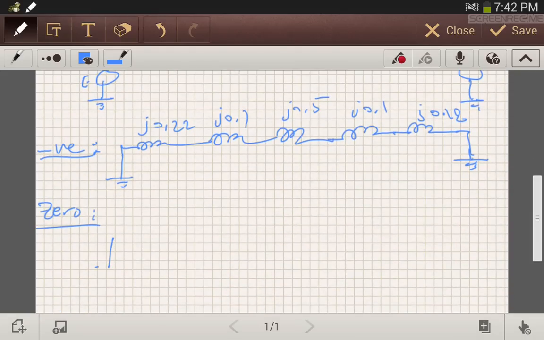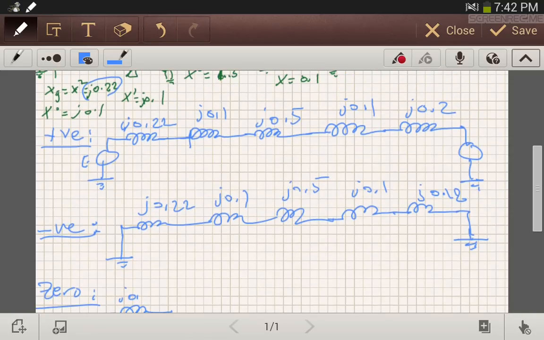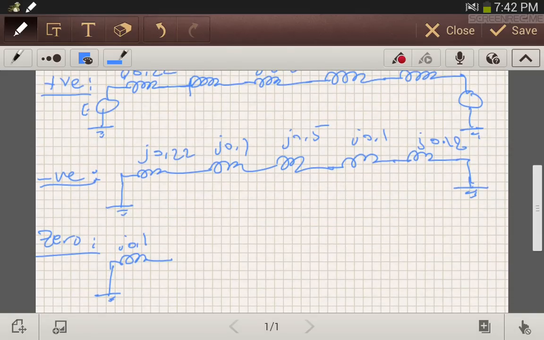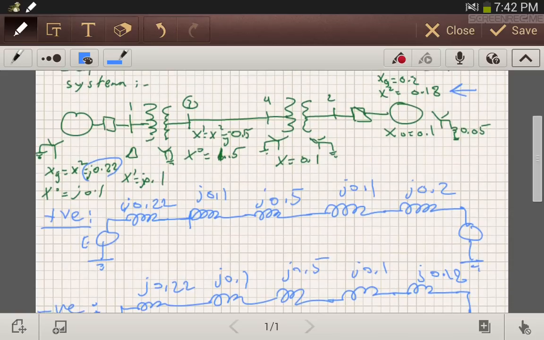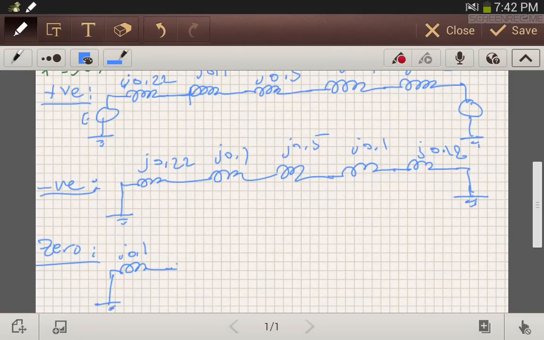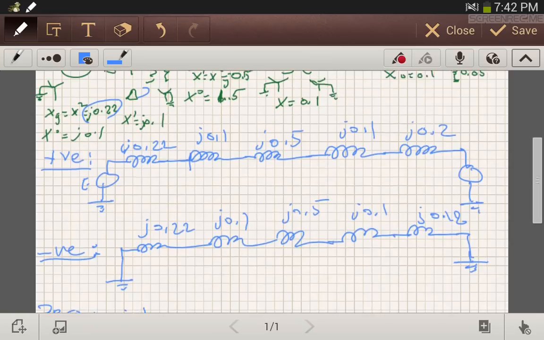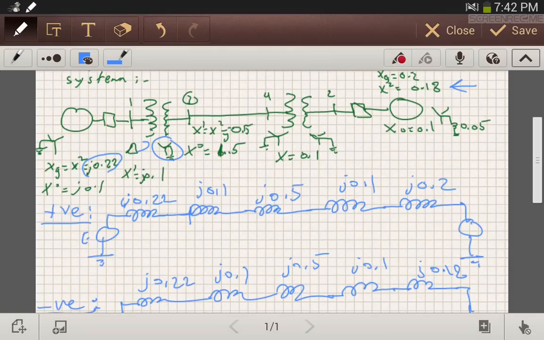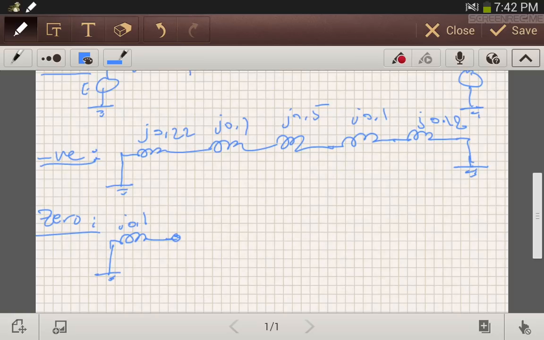Now for the zero sequence network, we can see that this generator is solidly grounded, so you will have a ground here, then the zero sequence reactance of generator number 1, which is J.1. Then the transformer is delta on this side, so it will stay open, and then solidly grounded on the other side, so it will be grounded here. Then the zero sequence reactance of the generator, which is 0.1.